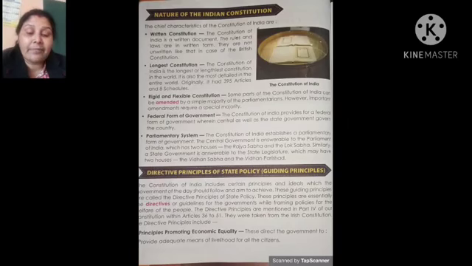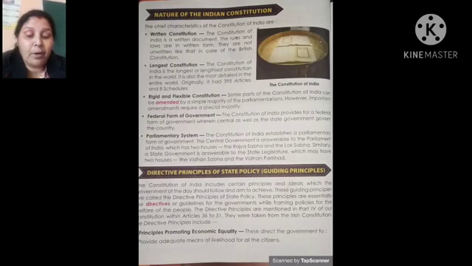Then after rigid and flexible constitution. Rigid constitution is a constitution which stands above the other laws of the country, while flexible constitutions do not. In contrast, a flexible constitution is one in which the legislature may amend the constitution's content and principles through use of the ordinary legislative process.